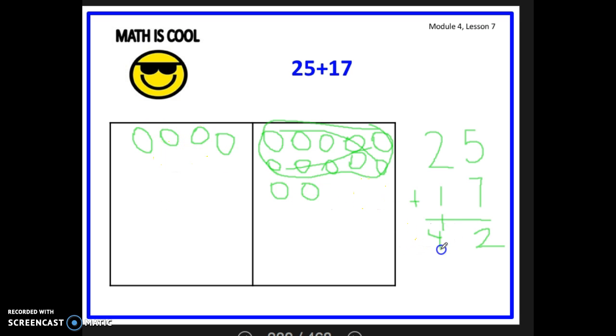So the reason why you don't have a bigger number in the ones place is because, remember, we bundled these 10 ones up, and we took them away and we put them over here. So because we did that, we're only going to write down the amount that we have left over. Okay, let's try another one.